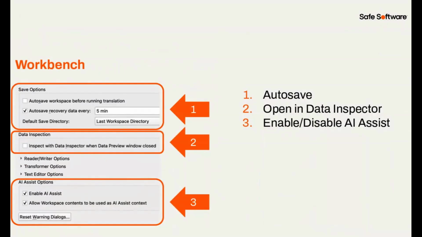So for Workbench, I want to highlight that you can set your save options, including turning autosave on or off, which is super useful. There's also data inspection settings, whether you want to auto launch Data Inspector if the data preview window is closed. And this is where you can find controls for AI Assist. You can enable it and configure workspace context to get smarter suggestions. I'll go into more detail on AI Assist a bit later.